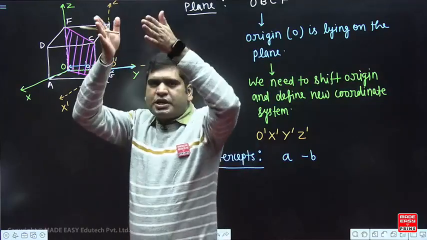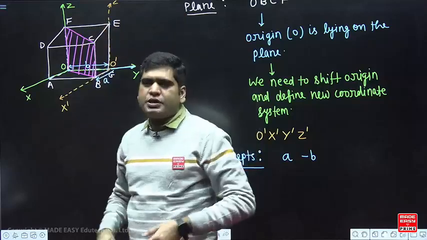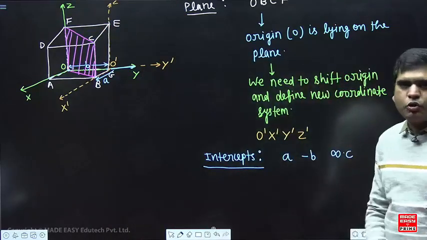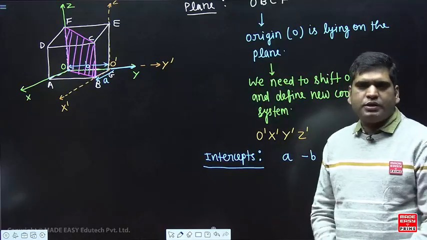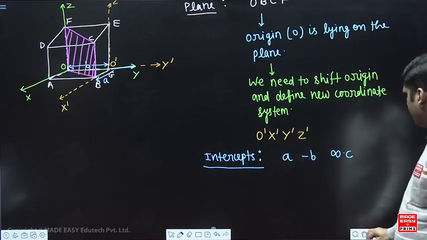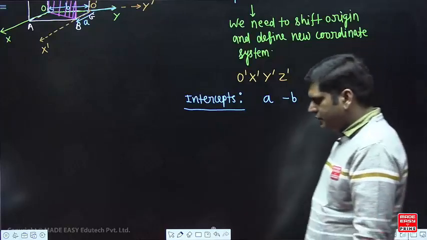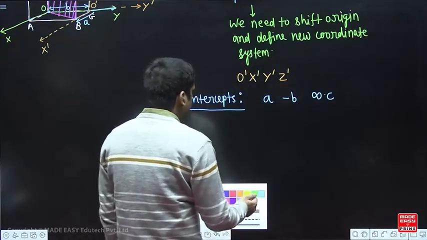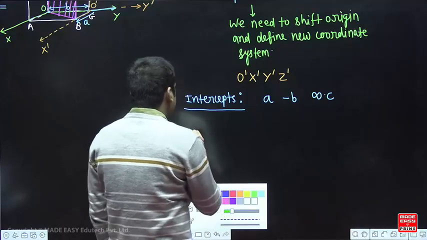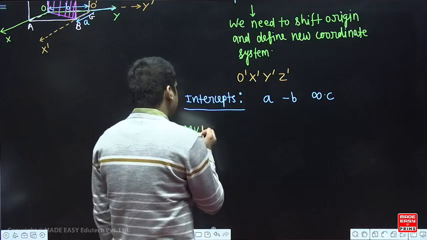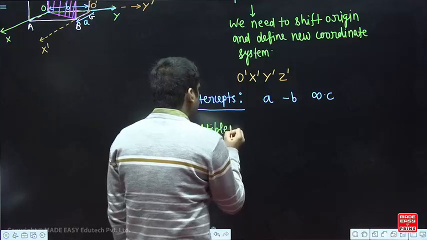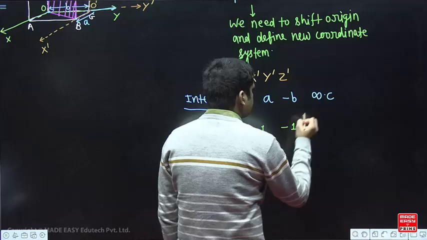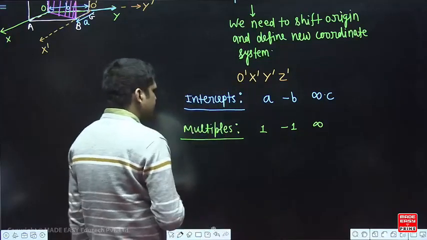It means this plane and the z direction are parallel to each other, and two parallel lines cut each other at infinity. This we assume. Though parallel lines meet each other at infinity, this is the assumption we took, right? Infinity multiplied by something will remain that thing itself. So infinity into c will remain infinity. This is the intercepts. Once you get the intercepts, then write only the multiples. So the multiples of ABC are: A's multiple is 1, B's multiple is -1, and C's multiple is infinity.